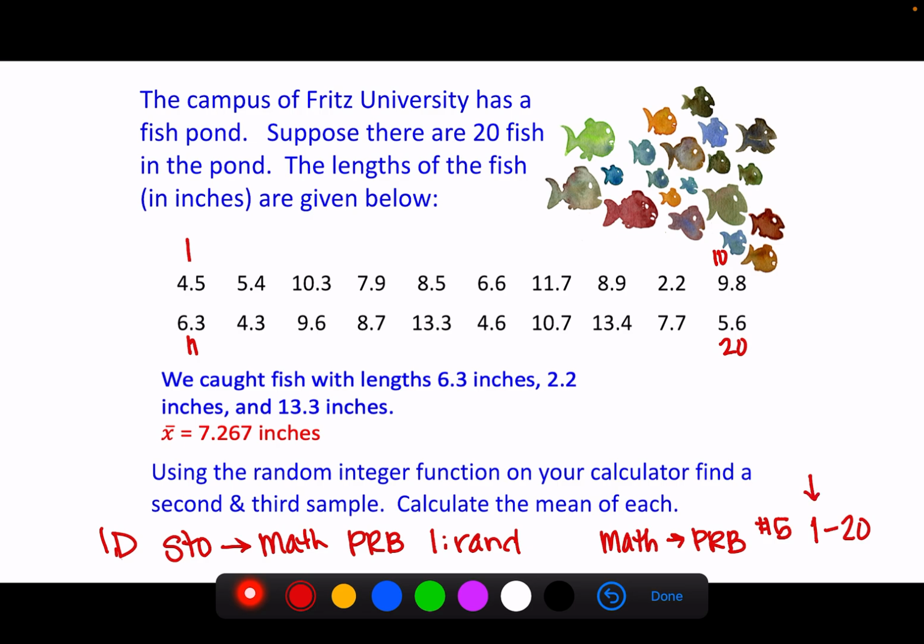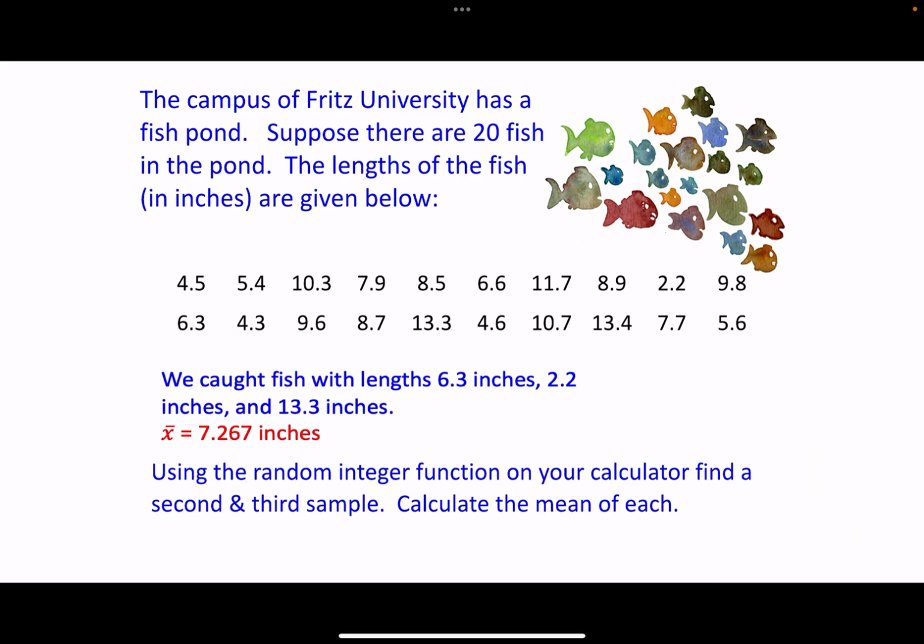So this is lower. This is upper. And then I would put n is equal to 1. And then click paste. And you are set. It's going to find, so like my first number was 19. So 7.7 is going to be the first one I pull. This STO, if you need to go down, is above the ON. So if you need to back that up and go back to that.